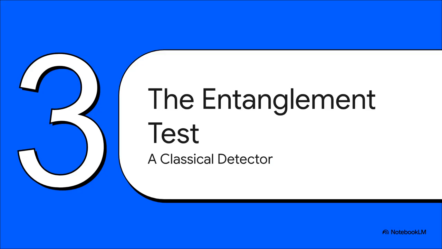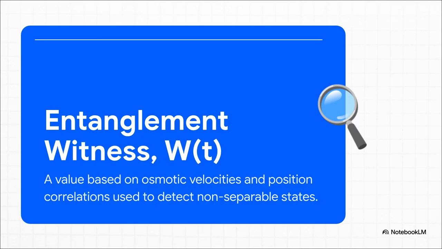So how do you even measure something like entanglement in a system like this? It's not like you can just look at it and see it happening, right? You need a special kind of detector, a mathematical tool that can tell you if something truly special is going on between them. And that detector has a pretty cool name, an entanglement witness. Don't worry about terms like osmotic velocities. Just think of this thing W as a number. Its whole job is to watch the particles and scream, "Hey, something special is happening," when their connection becomes non-separable. That's just a fancy way of saying you can't describe one particle anymore without also describing the other.